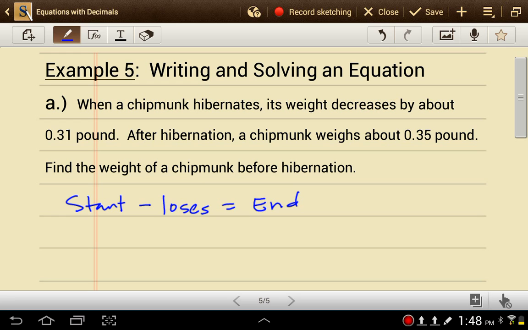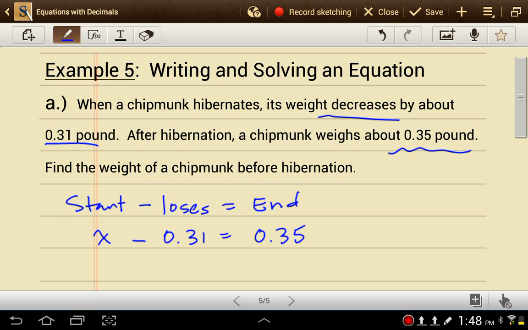So since the question says find the weight of the chipmunk before hibernation, that would be how much it started at. I don't know. X. Minus how much it loses. It says it decreases by 0.31. So I'm going to put 0.31. And then it says after it weighs 0.35. Okay? It did not lose 0.04 or anything like that. You got to do the work to find your answer.